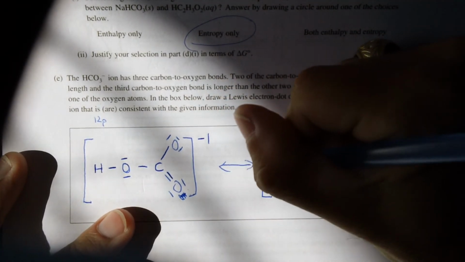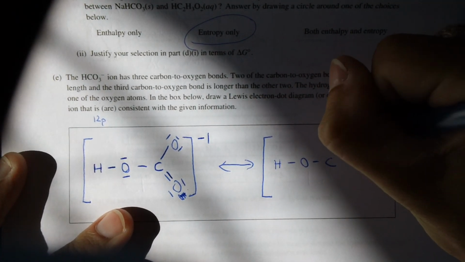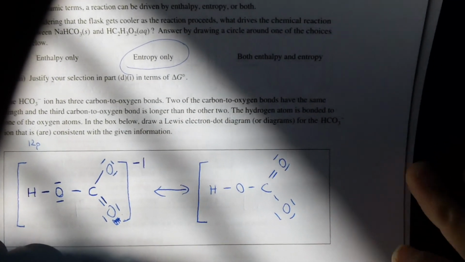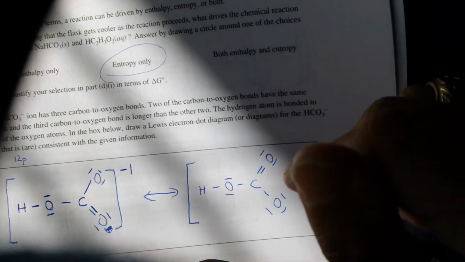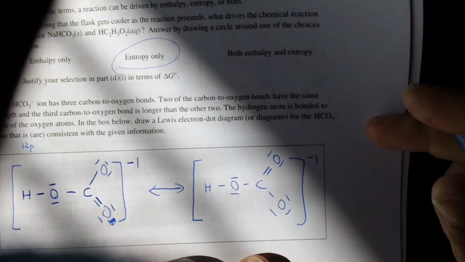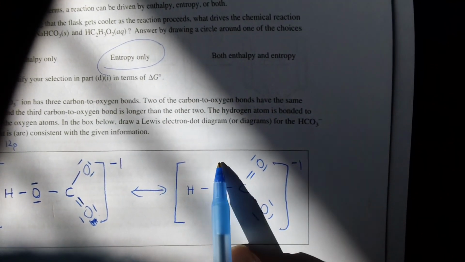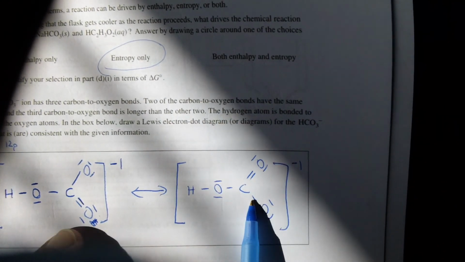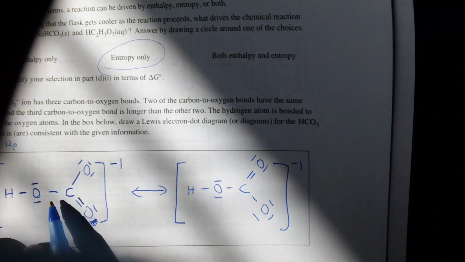And so we also have a situation where it looks like this. Where that's the other structure. Make sure you get brackets and a charge on it. So there's our other structure. Yes? This is why it says 2 of the carbon-oxygen bonds have the same length. These two are the same length. That has a bond order of 1.5. And one of them has one that's longer.